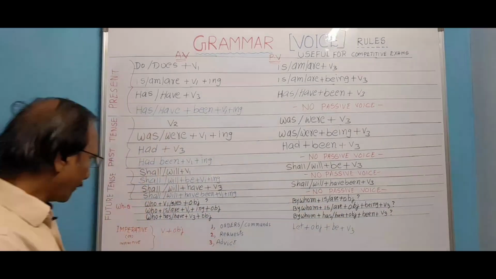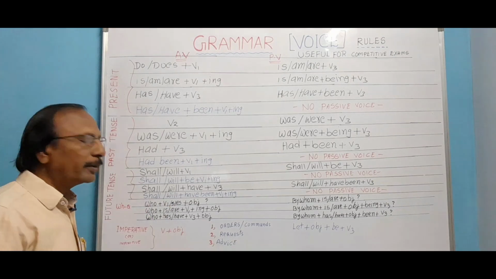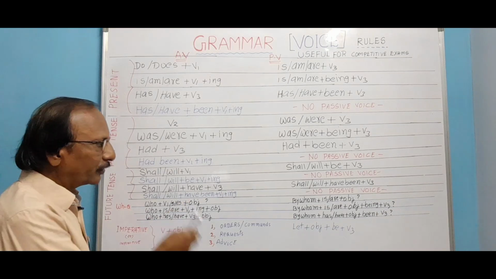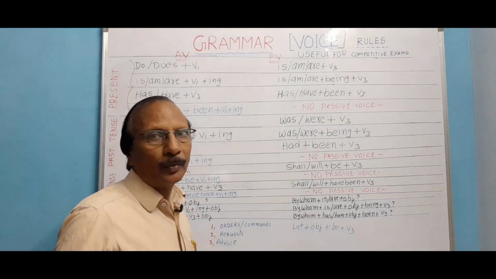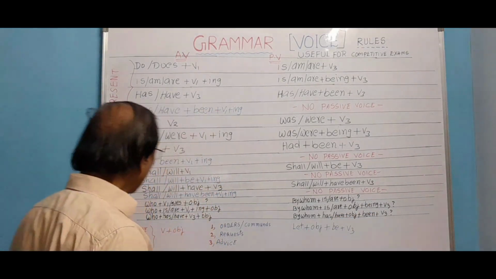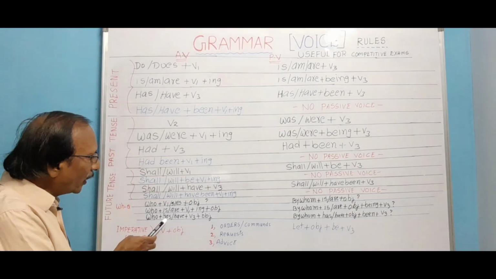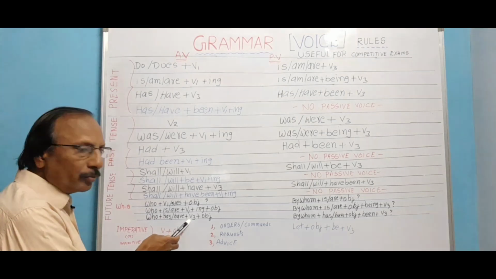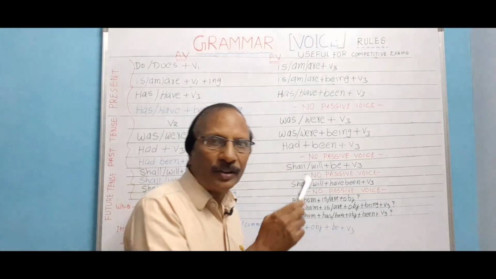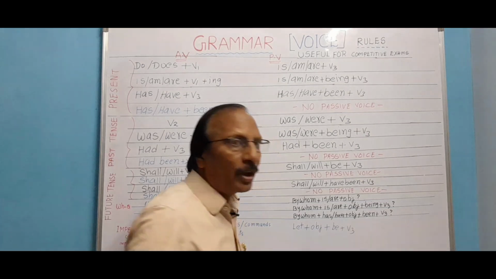Next, suppose 'are' is there. Who are writing letters? By whom are letters being written? In the same way, in present perfect: who has written letters. By whom have letters been written? Letters is the object, that is why 'have', letters have been written.